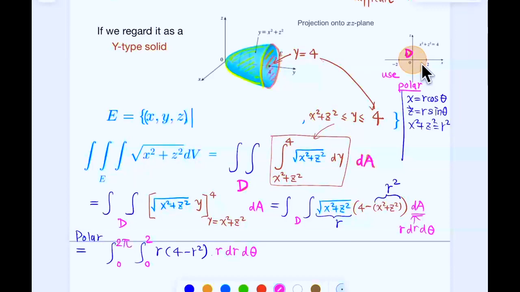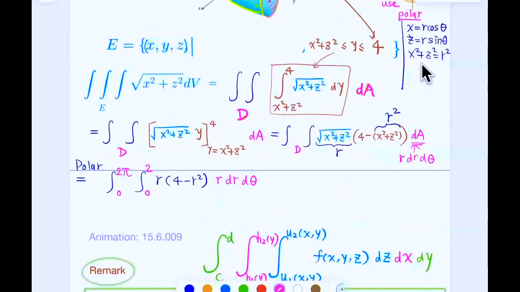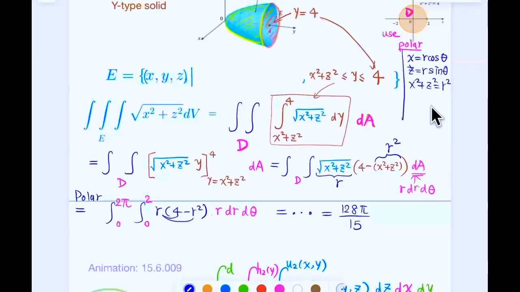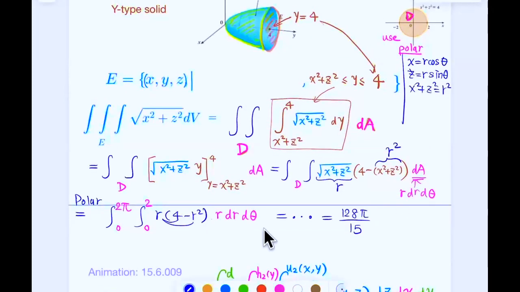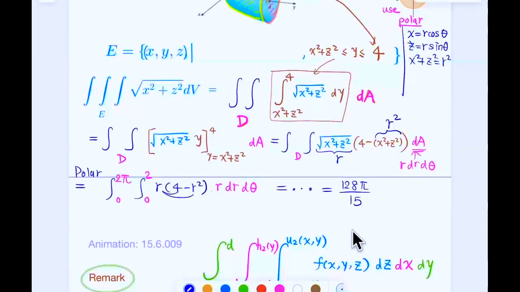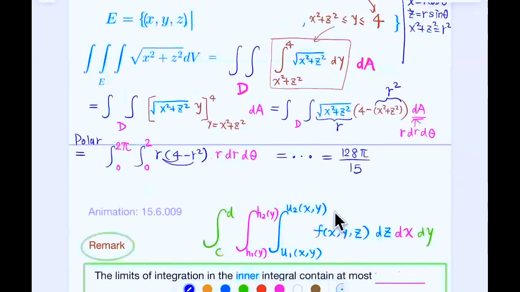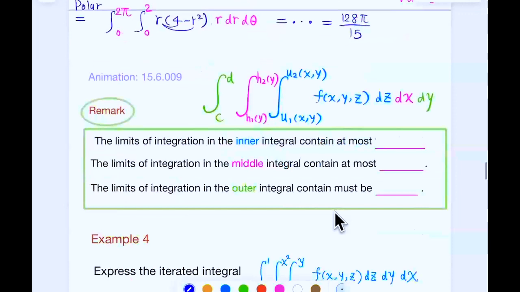Now this will be a simple integral, right? You know how to evaluate. So you just need to multiply this in and find the antiderivative, etc. And finally, the answer here should be equal to 128 pi over 15. Okay, and I know that you guys can do the algebra, do the calculation right here. Good. Alright, so I'm not going to do the animation, but I have a couple remarks to make.